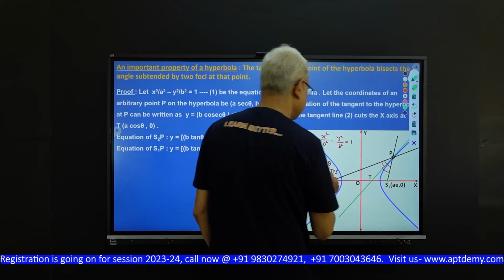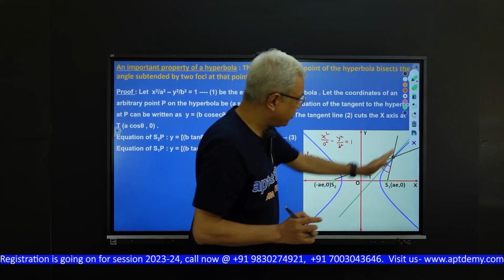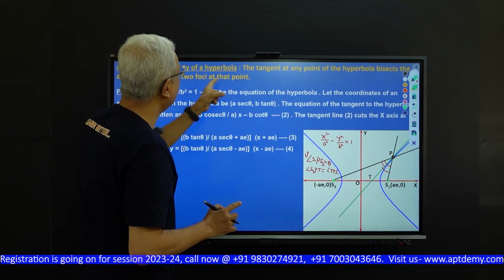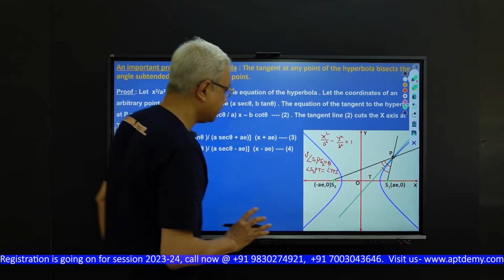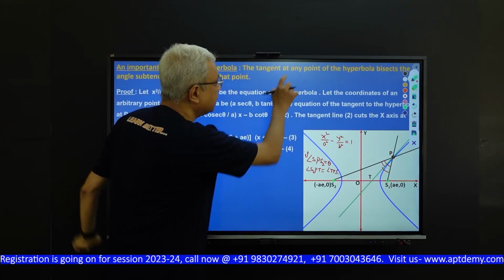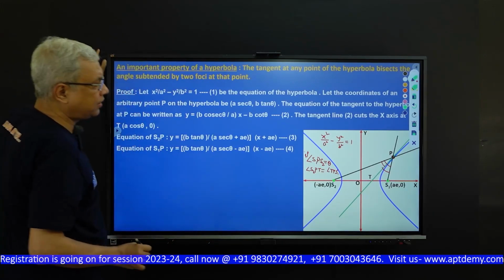So this is the theorem, this is the property. The tangent at any point of the hyperbola bisects the angle subtended by two foci at that point. Very simple. Now we should prove this theorem, this property. So how to prove that?